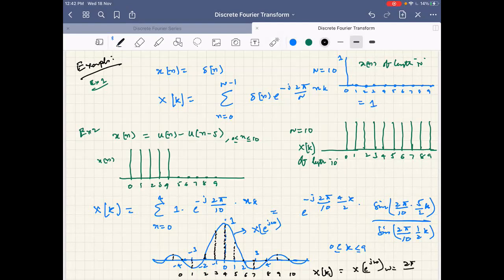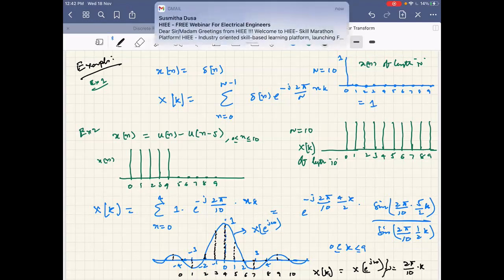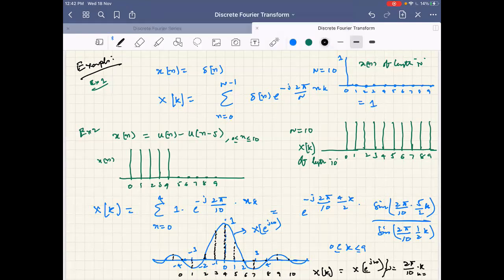Here 2 pi by 10 into k, right? And k is varying from k equal to 0 up to 10. Fine, I'm leaving this problem here. So I suggest you work out and figure out if any delay is not properly taken or any small issues here. Okay, fine.